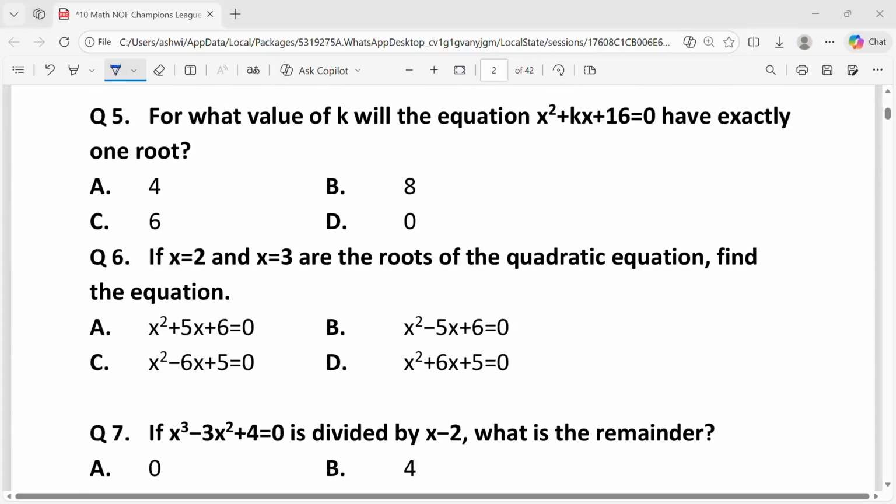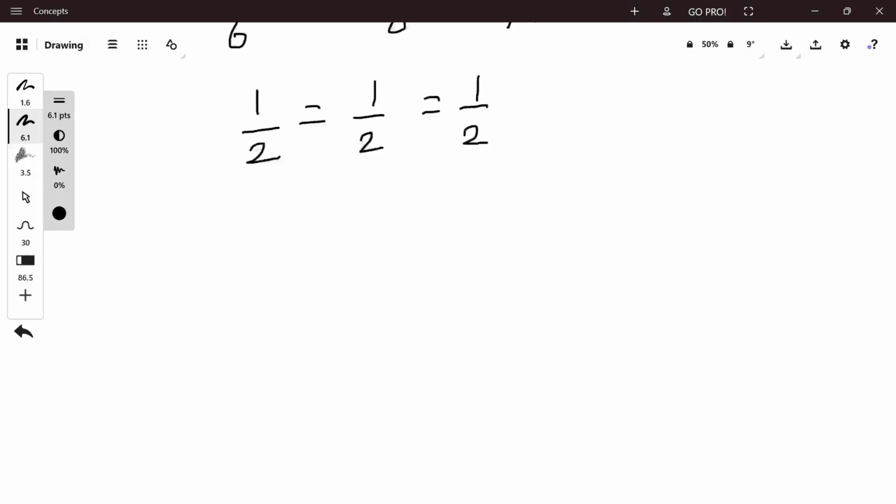Question 5. For what value of k will the equation x square plus kx plus 16 equal to 0 have exactly one root? The quadratic equation in the form ax square plus bx plus c equal to 0 has exactly one real root if and only if the discriminant delta, equal to b square minus 4ac, is equal to 0.